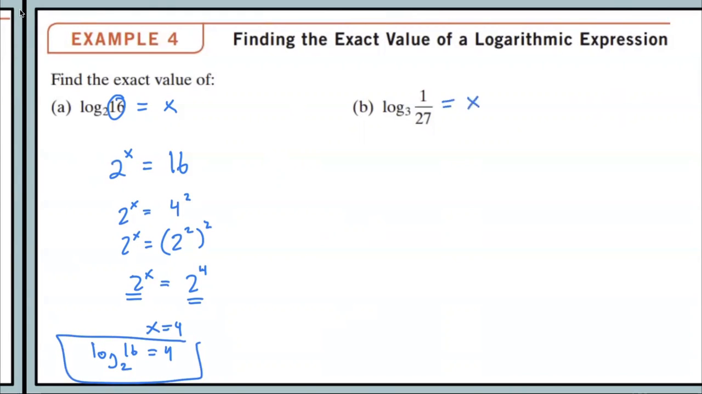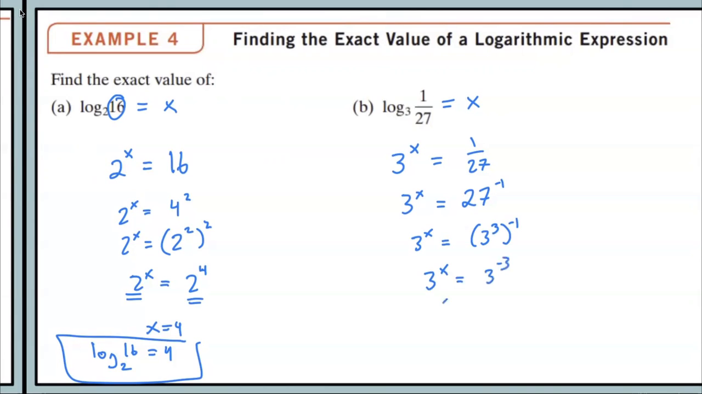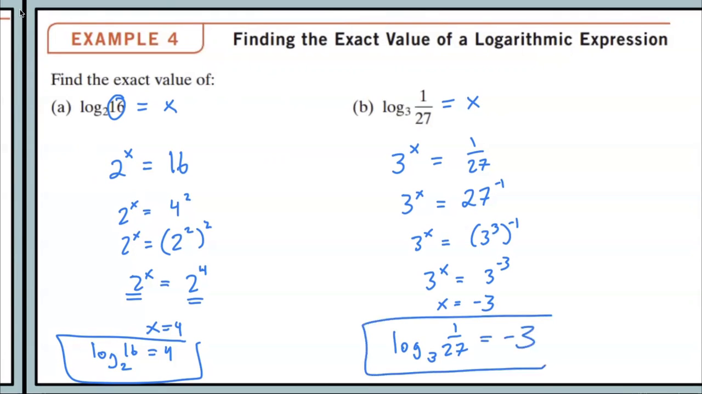I'm going to let this equal x, and then we say 3 to the power of x is equal to 1 over 27. Then we do some little transformations. 1 over 27 is the same thing as 27 to the power of -1. And we know that 27 is 3 to the power of 3, to the -1. So 3 to the x is equal to 3 to the -3. Therefore x equals -3. So that means log base 3 of 1 over 27 is equal to -3. That's the work behind it.